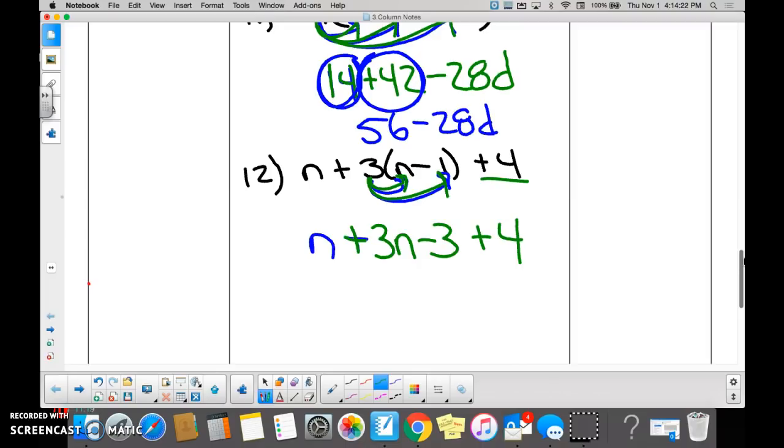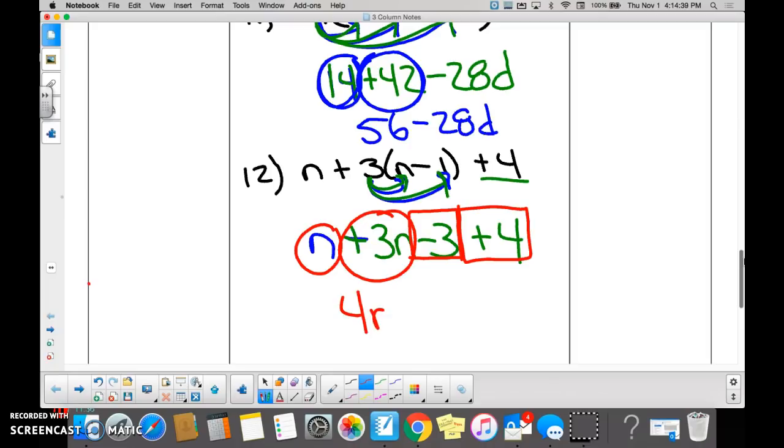When looking at this problem, you can see that we have some like terms. We have a positive n. We have a positive 3n. We have a negative 3, which is a constant. We have a positive 4, which is a constant. Combine your circles. n plus 3n is 4n. Combine your constants. Negative 3 plus 4. Use your number line. Start at negative 3 and add 4. We end up with a positive 1.